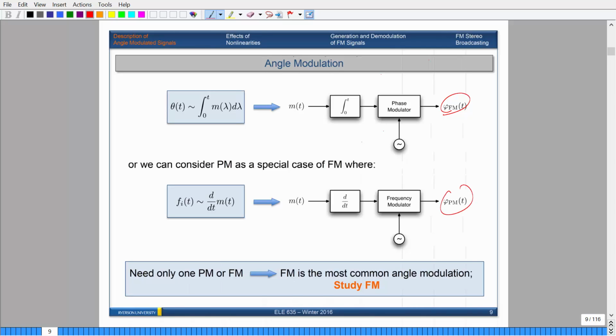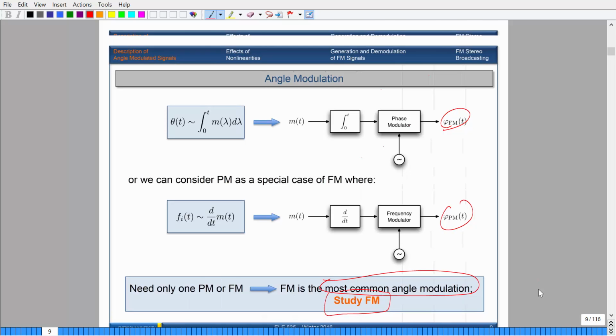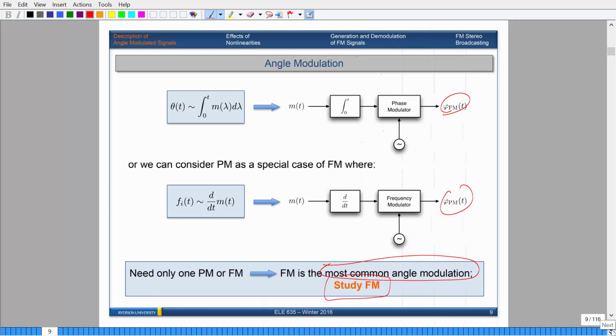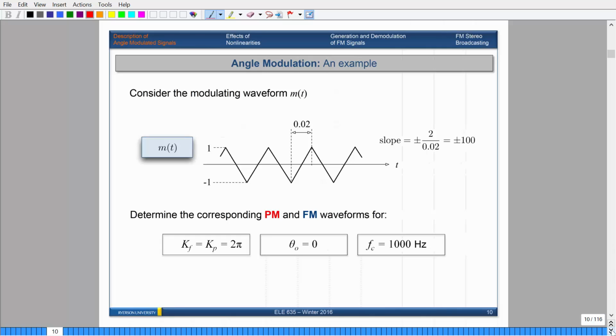One or the other doesn't matter, but we like to look at FM because it's the more commonly used modulation technique. We don't use phase modulation as much, mainly because it doesn't make as much sense, especially when you look at a frequency modulated wave over time. So we're going to study FM instead of phase modulation, even though both are related to each other. Here's a quick example.